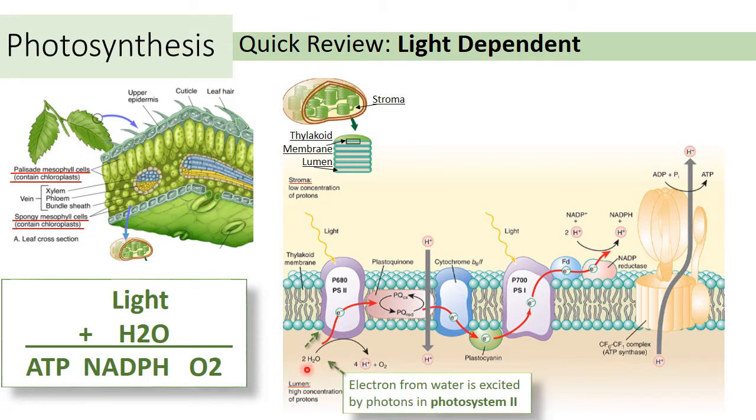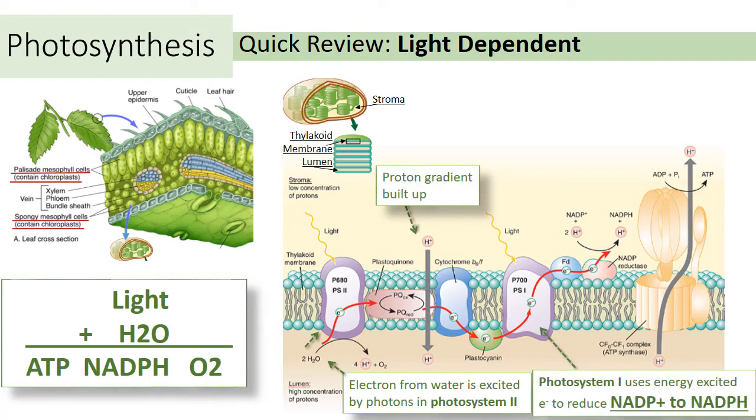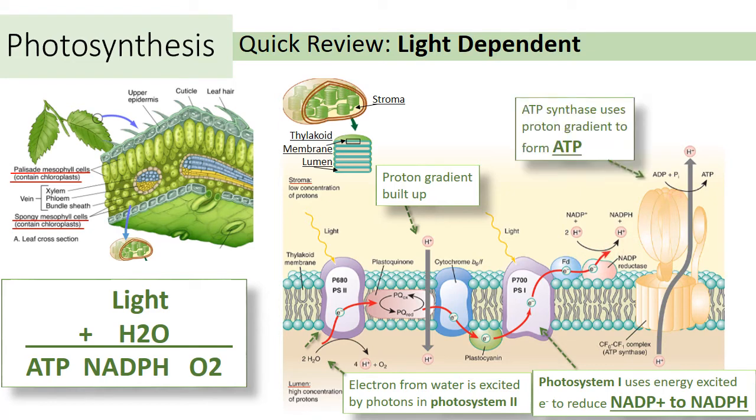Here we can see the electron from H2O is going up into photosystem 2. It gets excited by a light and passes through, increasing the proton gradient, gets excited again in photosystem 1 to create the NADPH. And then ATP synthase uses the proton gradient to build ATP.